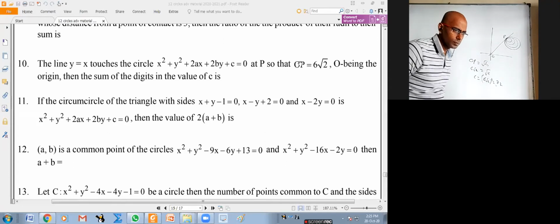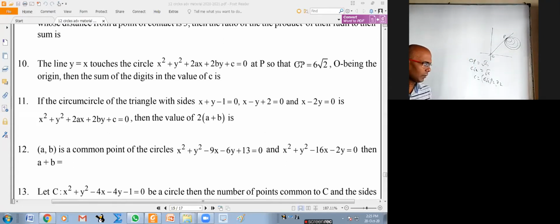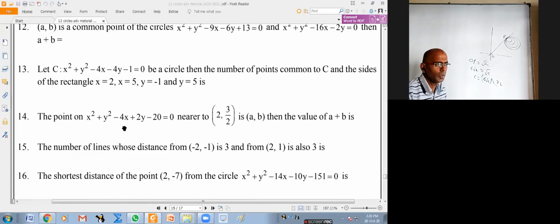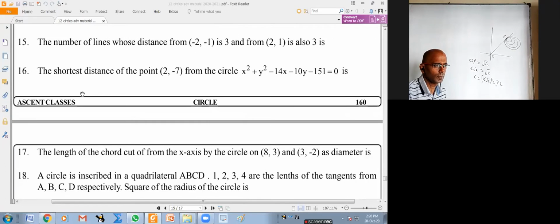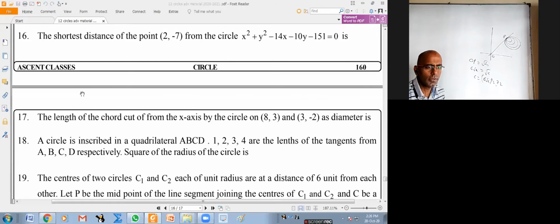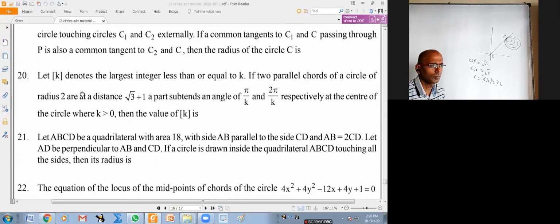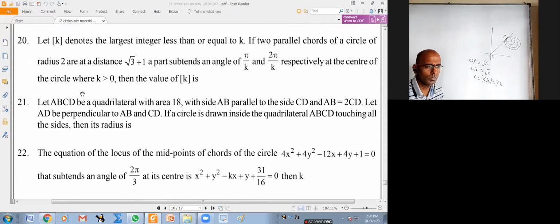Is it okay, 10th one? Yes, sir. Sum of the digits will be 9, 7 plus 2. Okay, 12, 14, 16. Anybody any doubt? That is 12 or 14. Okay, 16 or 18, any doubt? Okay, 20 or 22?